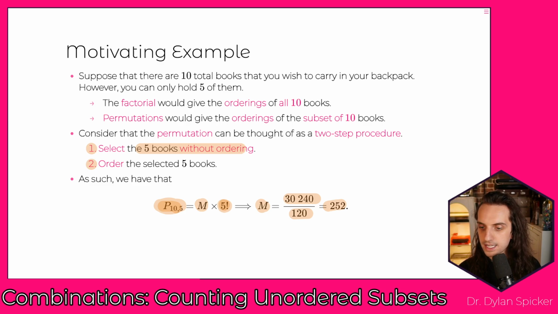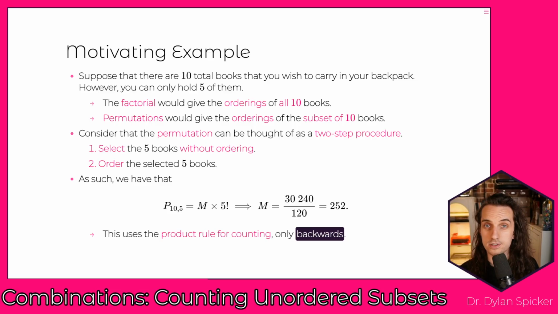Right? So in other words, if we just start from the fact that the permutation can be thought of as this 2-step procedure, and then we rearrange by bringing our factorials over to the other side, right? Then what we're finding is that m has this general formula that we can actually work out. So there are 252 ways of selecting 5 books out of our total of 10.